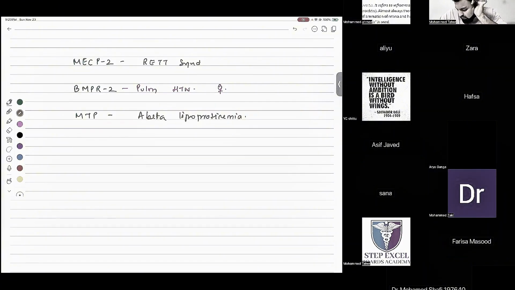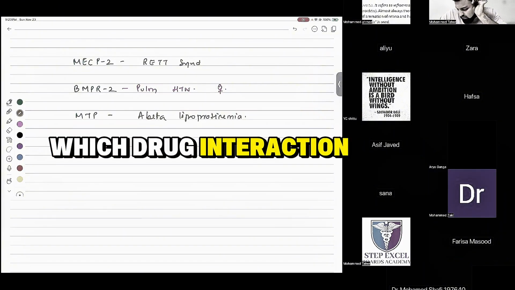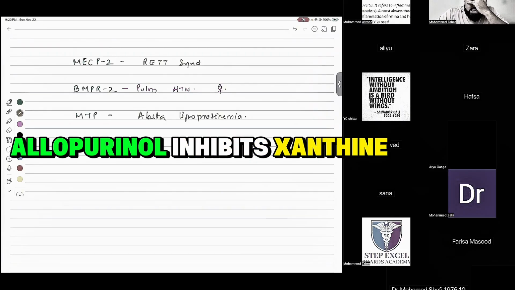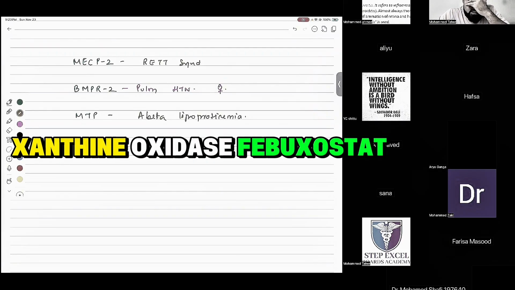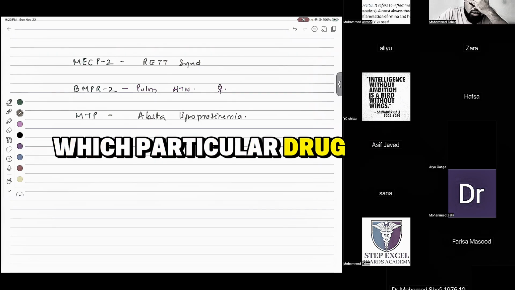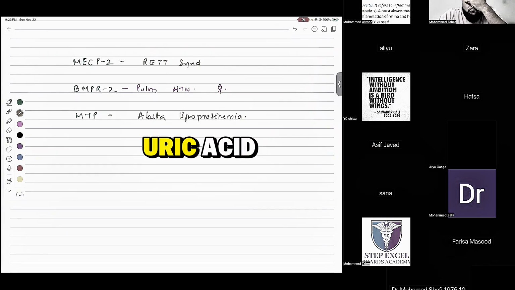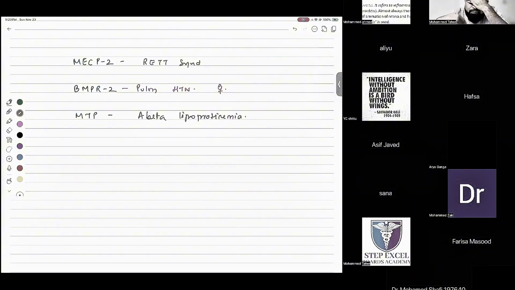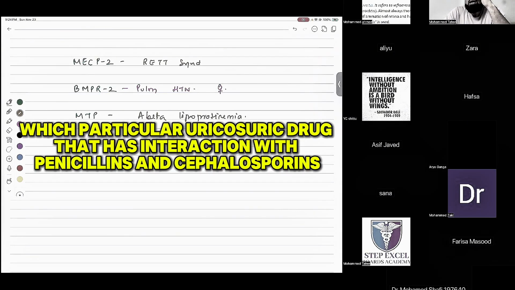Remember the interactions of azathioprine with which drug? 6-mercaptopurine. Which drug interaction? Allopurinol. Allopurinol inhibits xanthine oxidase. Which other drug inhibits xanthine oxidase? Febuxostat. Which particular drug breaks down uric acid? Pegloticase, which is pegylated, meaning long-acting. Pegloticase is a uricase enzyme that is long-acting.